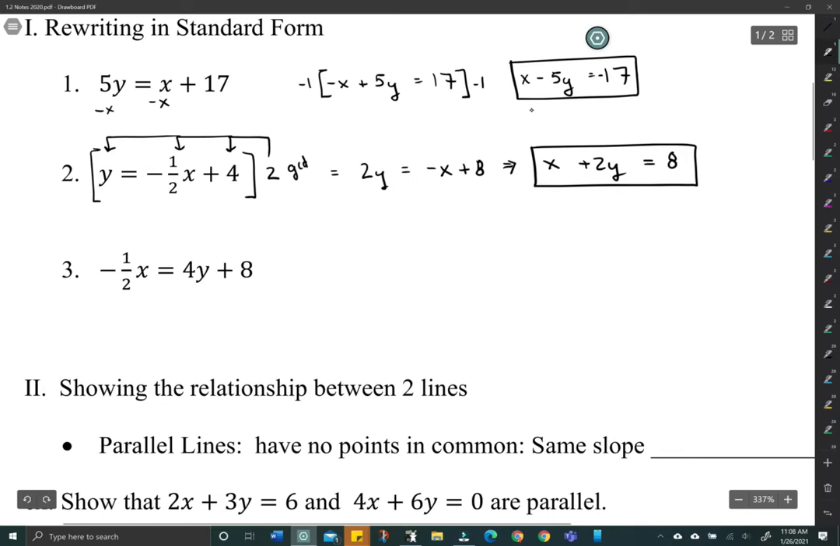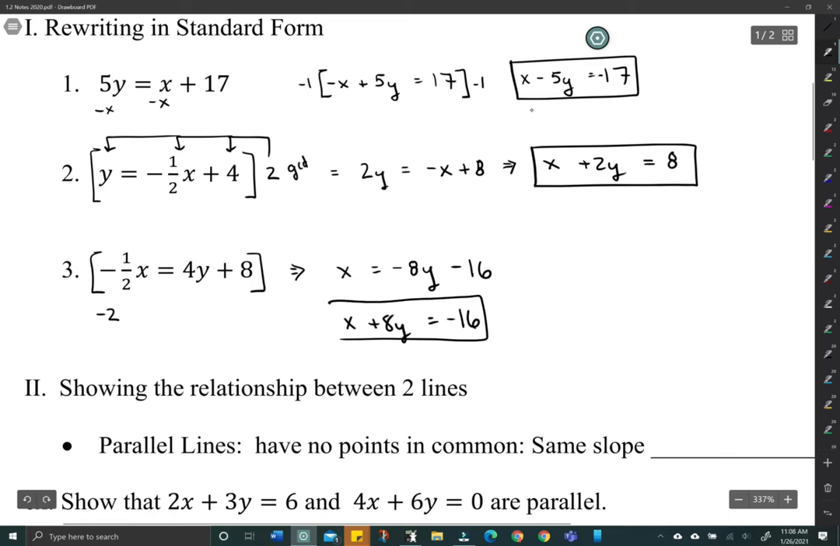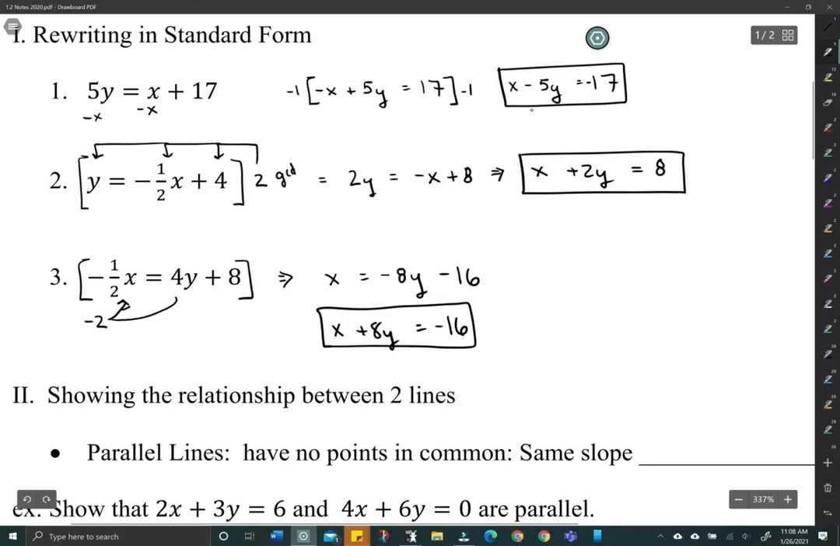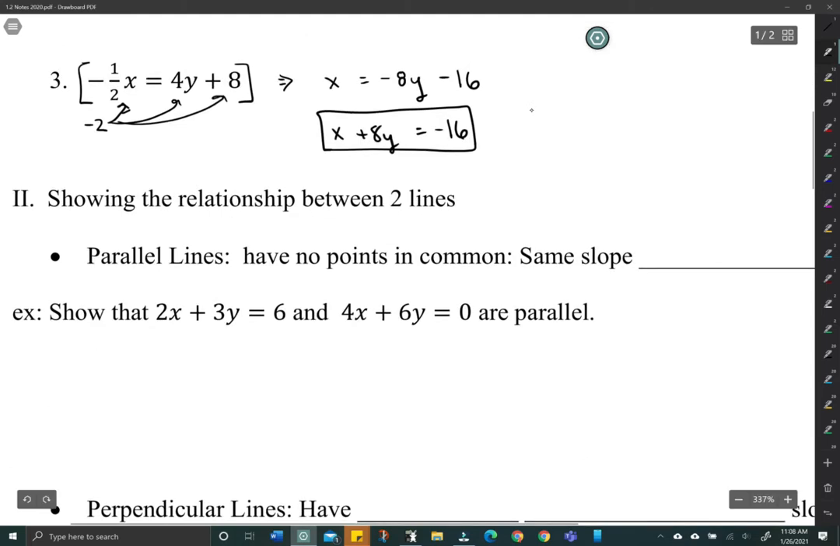For question 3, you might be saying, well, we can just multiply everything by negative 2 to fix a few things at once. That's going to make it x equals negative 8y minus 16, which would be x plus 8y equals negative 16. So that is standard form in a nutshell. Let's see, did I multiply all those okay? I think so. Okay, so the real main idea for today: showing the relationship between two lines.